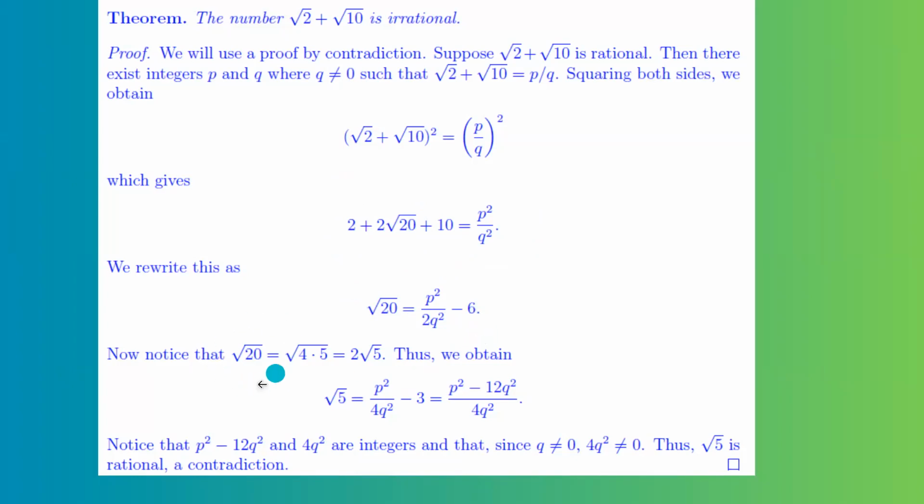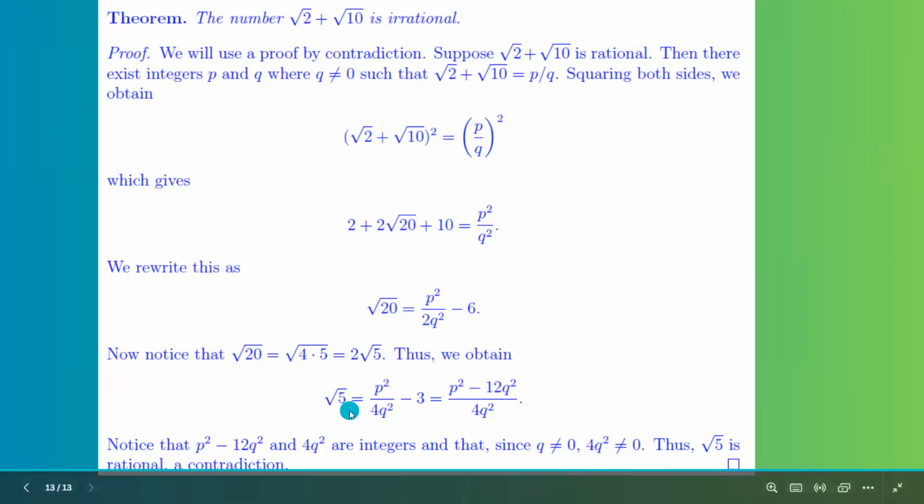Take a look. You have square root of 20 on the left-hand side, which is basically 2 times square root of 5. So on the left-hand side, you have 2 times square root of 5, and on the right-hand side, you have a rational number. Square root of 20 or 2 times square root of 5 is equal to this rational number. Divide everything by 2. So you get square root of 5 equals a rational number.